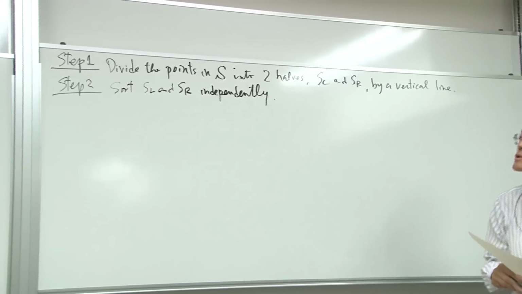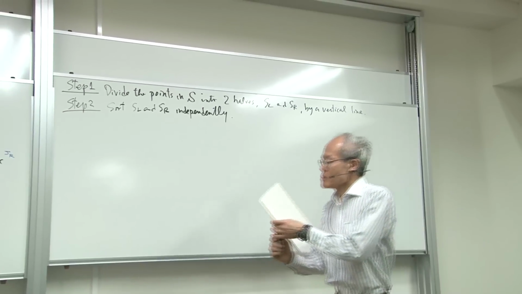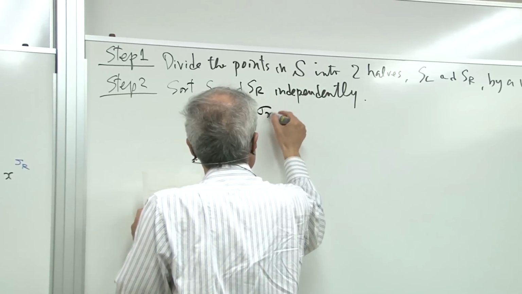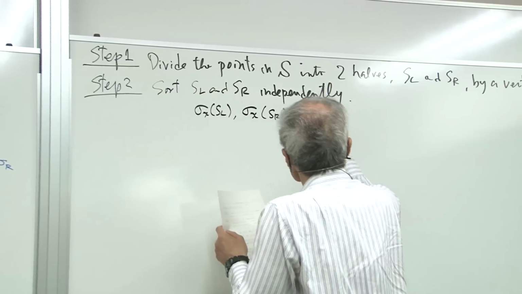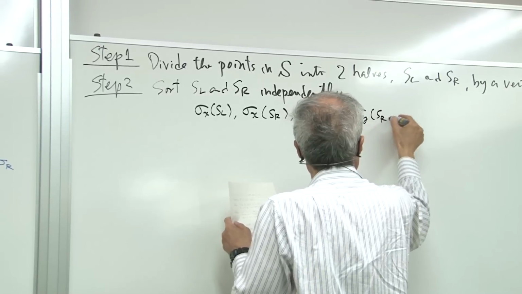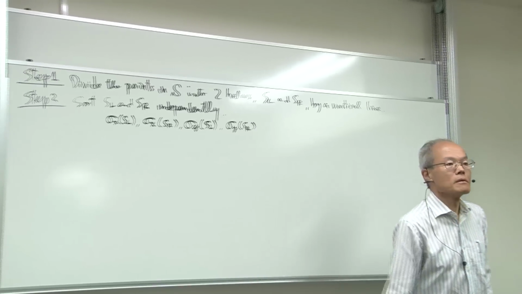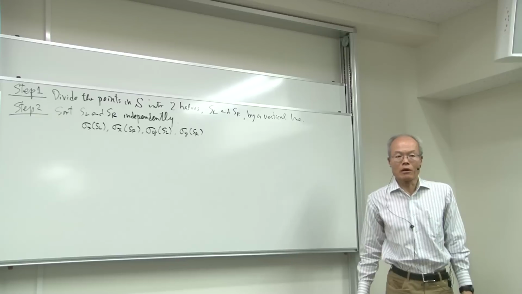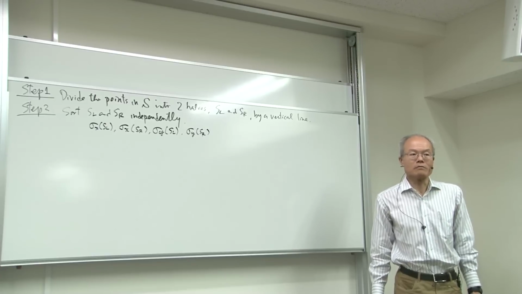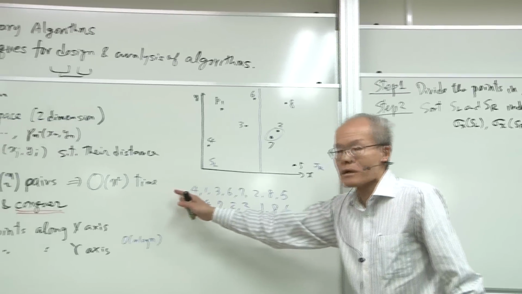The second task is to sort SL, so left side and right side, independently. That means we need to get sigma x SL, sigma x SR, sigma y SL, and sigma y SR. Okay, we need to get four such sequences. Be careful. To do this, you should not use the standard sorting algorithms, because then you need n log n time. But in this case, n log n is too much. We can do it just in linear time, because we already have Sx.